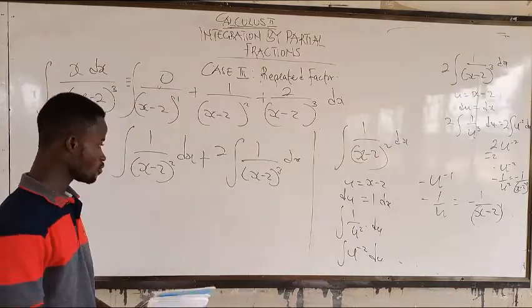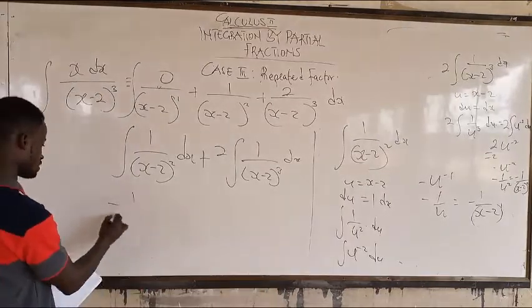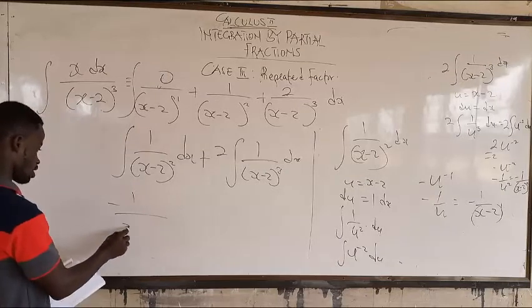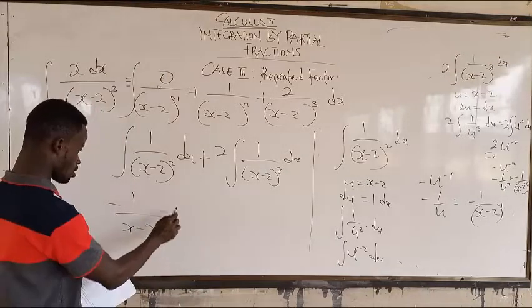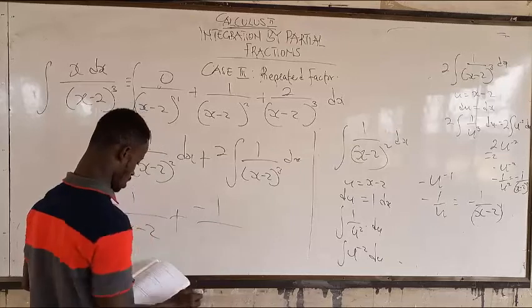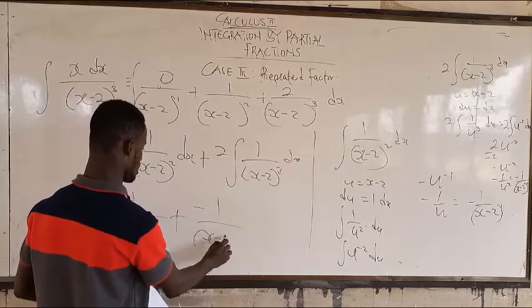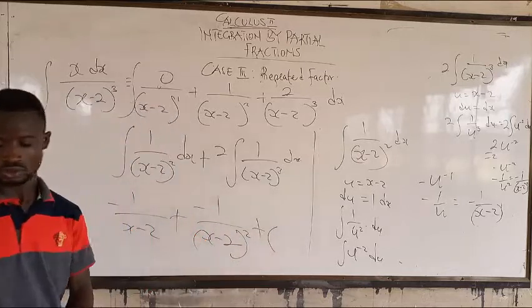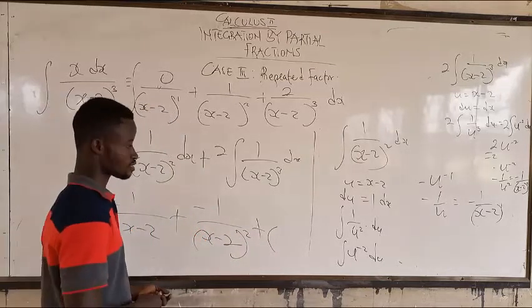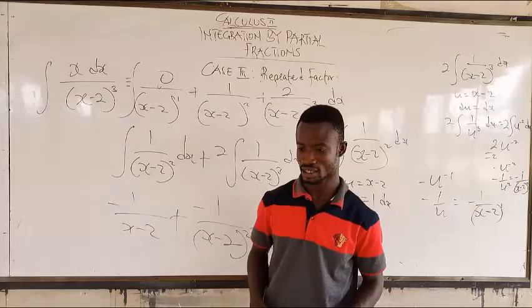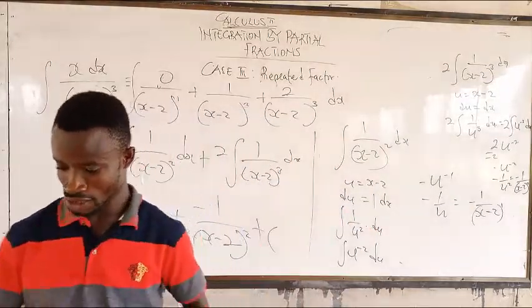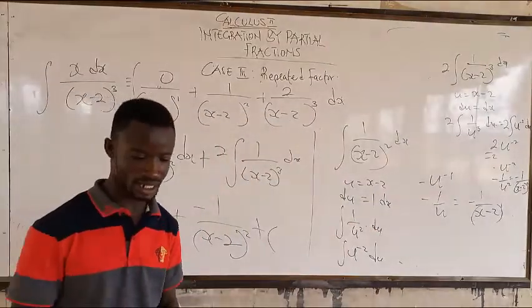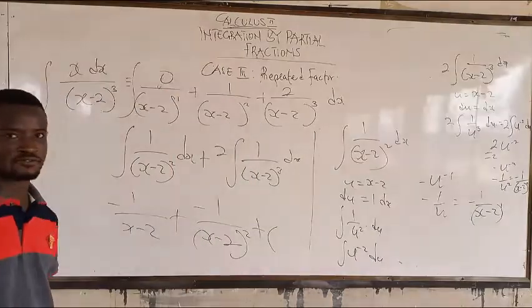Finally, we end up getting negative 1 over s minus 2 plus negative 1 over s minus 2 squared plus c. So that becomes our final answer for that. Very good. So that is the one dealing with the repeated factor.